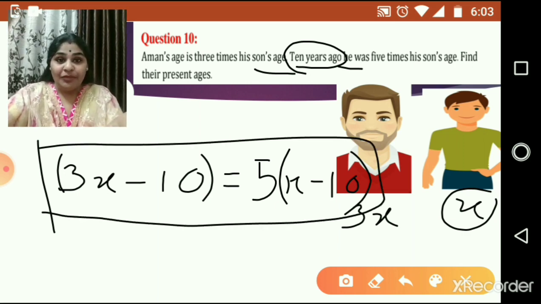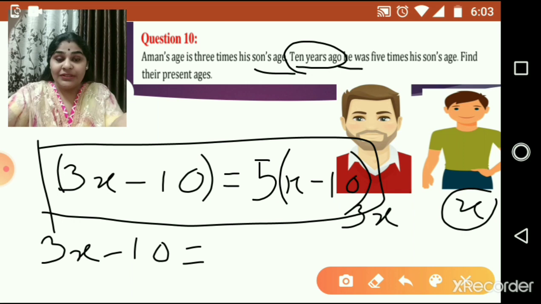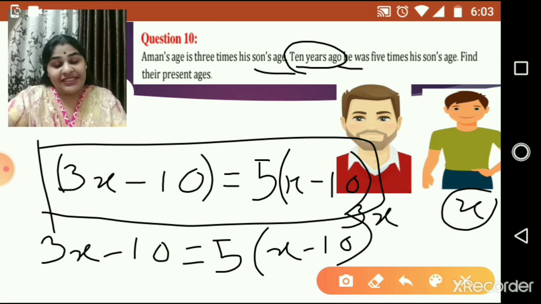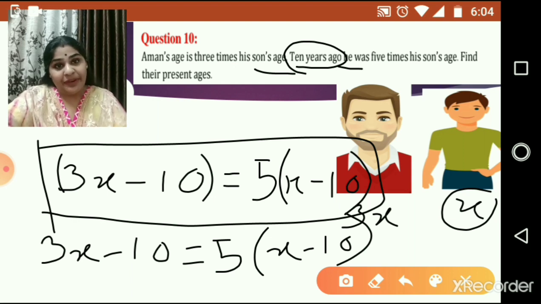That is, before 10 years, Aman was 3x minus 10, and also he was equal to 5 times son's age. What is son's age? x minus 10. Why minus 10? Because we are talking 10 years before, right? So obviously father will also be 10 years less and son will also be 10 years less. Now once you get the equation, solve the equation. Here you can see bracket is there. First we will open the bracket and then stepwise we will solve.